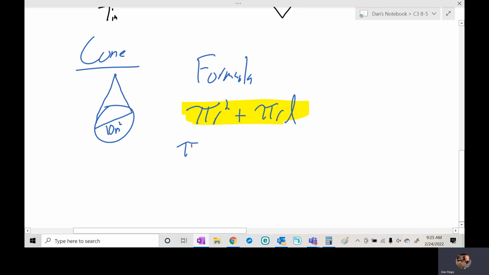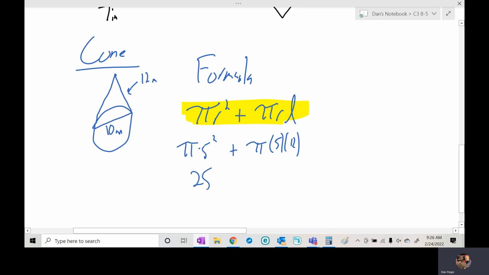So for this one, we would just do pi times 5 squared plus pi. Oh, I forgot to give you the slant height. Let's say the slant height here is 12 meters. Pi times 5 times 12. And we're going to do the same thing where we keep the pi till the very end. So this would be 25 pi plus 5 times 12, 60 pi. Then we'll add the pi's together and get 85 pi.